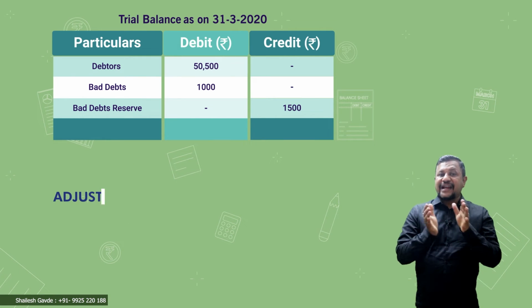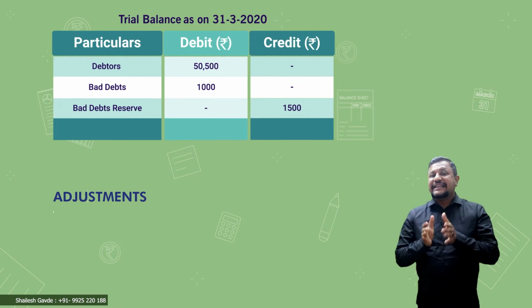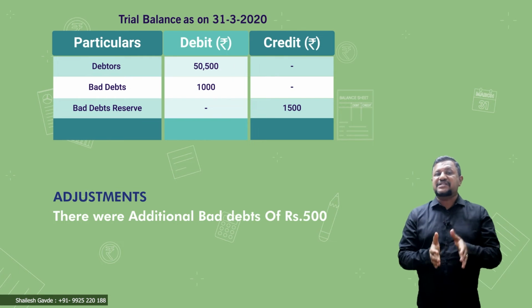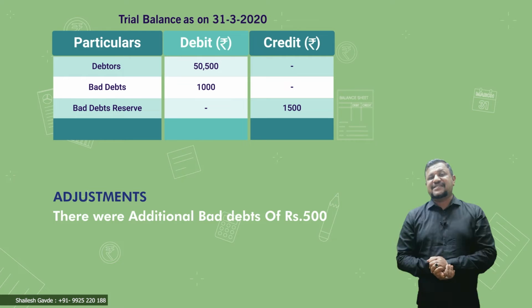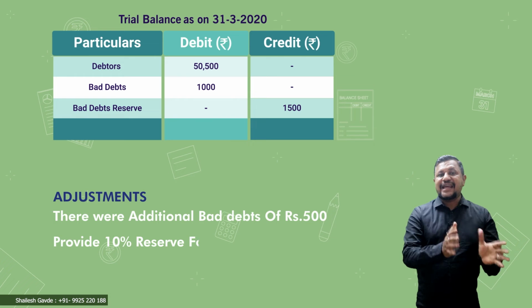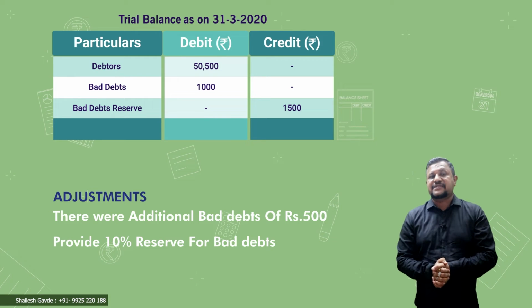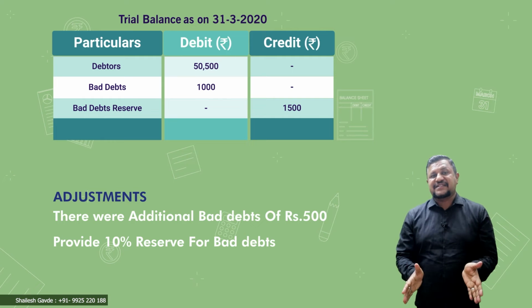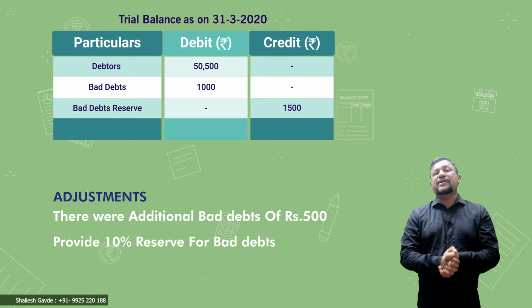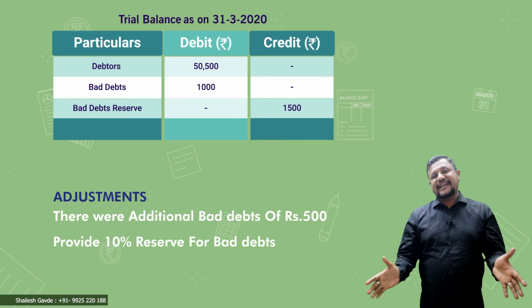Well, in adjustment they have given there were additional bad debts of rupees 500. So these bad debts are new bad debts which still we have not recorded. And the second adjustment says that provide 10% reserve for bad debts. So the reserve which is given in adjustment is current year's new reserve which we have to create.